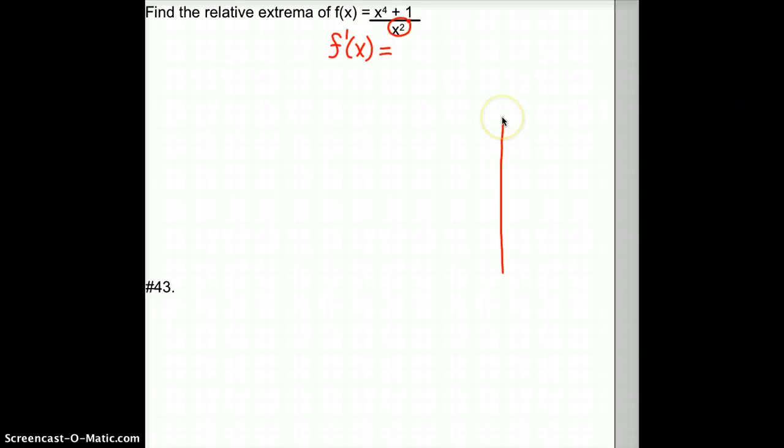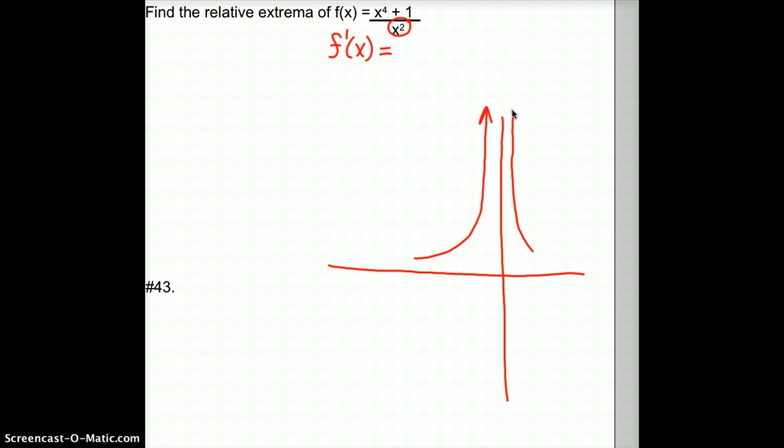Or let me just draw what I mean by that. A function can be increasing to the left and then decreasing to the right of an asymptote.